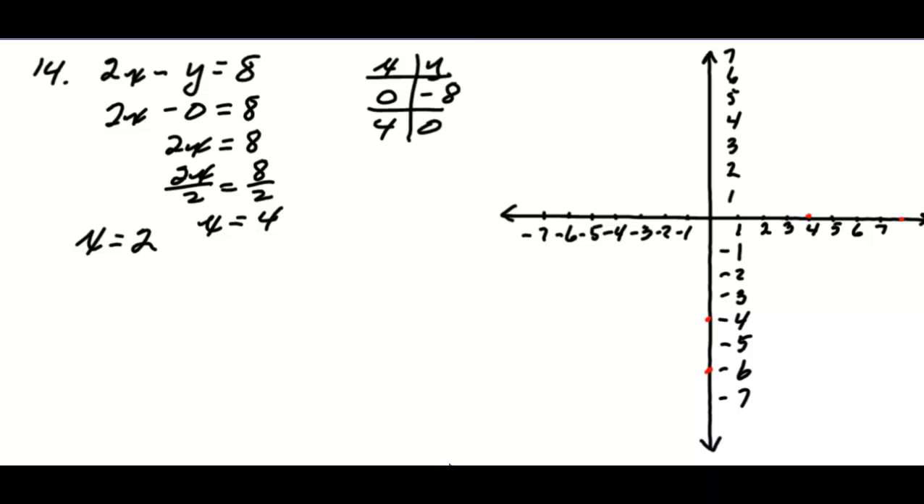Now let's go ahead and plot those points. If x is 0, y is minus 8. It sits way down here. But if y is 0, x is 4, and I've already got a point there. So what I can go ahead and do is draw my graph from that minus 8 up to that plus 4, and I'll just draw a quick line right there.